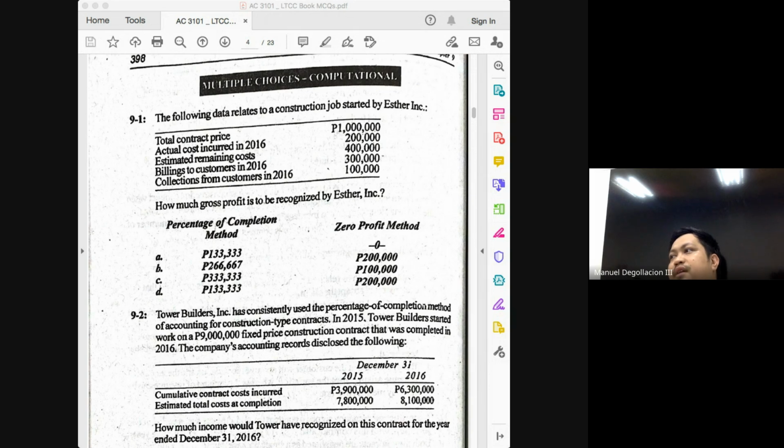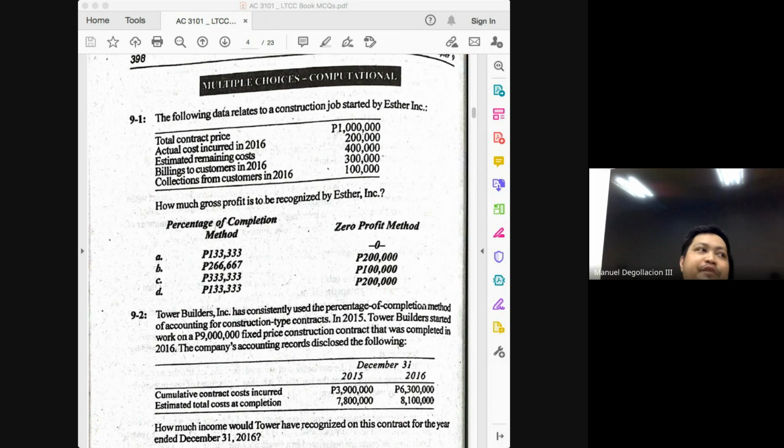Multiply. 400,000 times 1/3 will give you 133,333. And normally that is not yet your RGP. What's the next step? Deduct the previous year's cumulative RGP. But since this is the first year, you will deduct nothing. So your RGP for year 1 would just be 133,333. Okay, and that will already be the answer for the percentage of completion. So our answer will either be A or B.